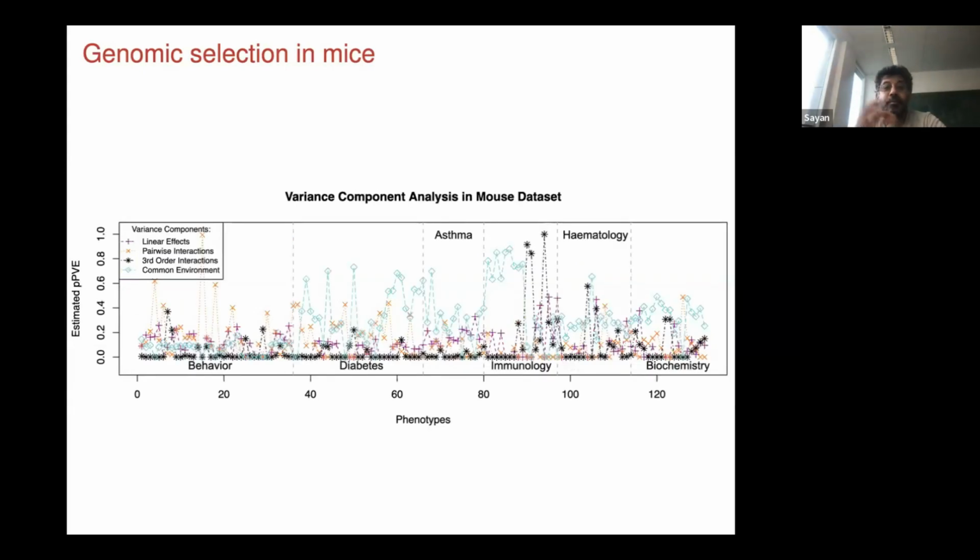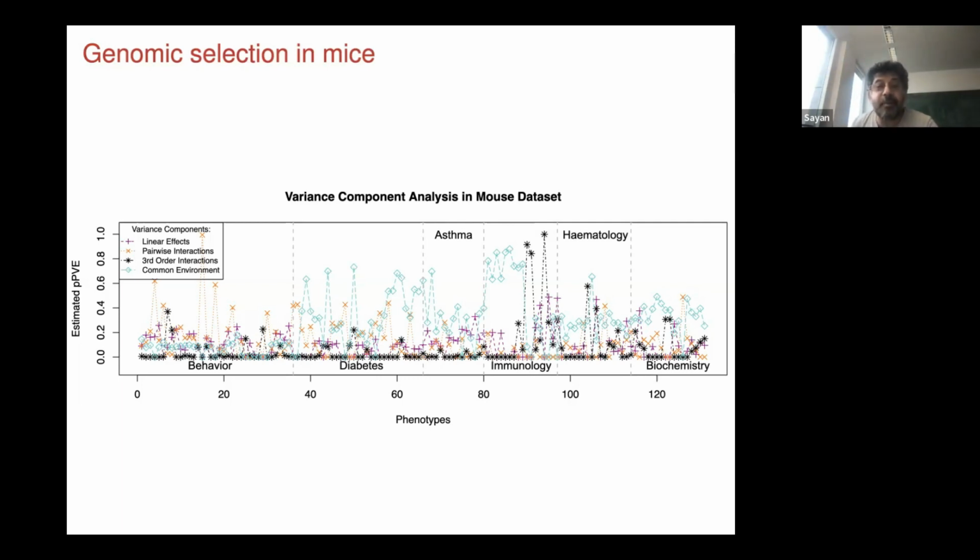Okay. So what we did to study that is we took a linear mixed model. We basically did a modeling of variance effect. We looked at the variance components if we just have linear effects. We looked at the variance components if we have pairwise interactions. We looked at the variance component if you have third order interactions, it's in black. And we looked at variance component where the cage of the mouse makes a difference, right?